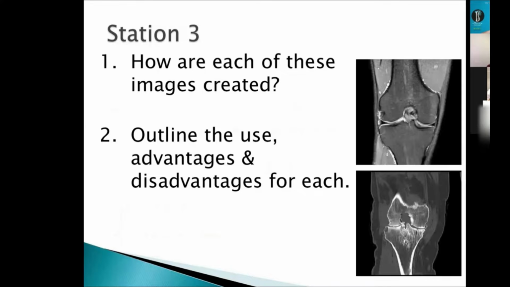So, how were each of these images created? What do you see here on the right? Start with the top one. So the top one is a coronal image of the knee joint. It is an MRI scan, T2 weighted, because the fluid looks bright.